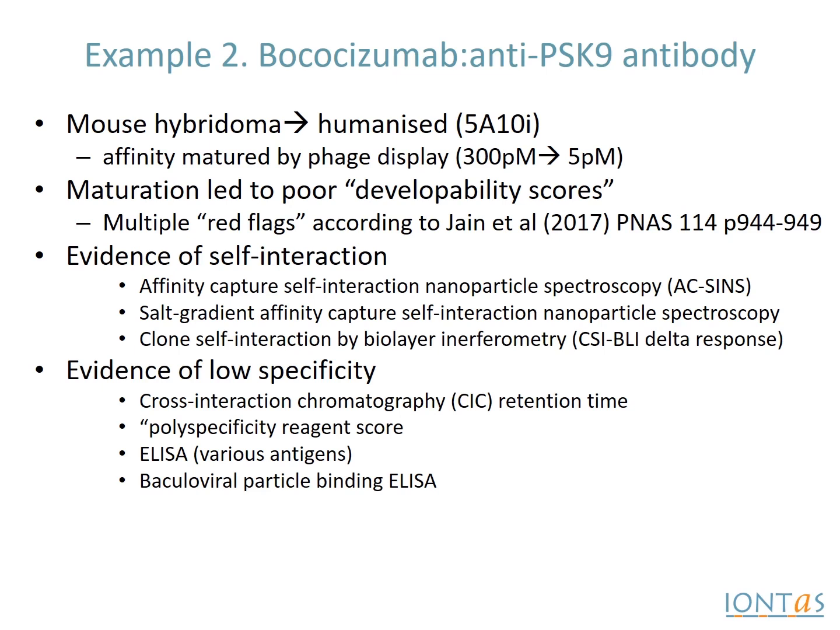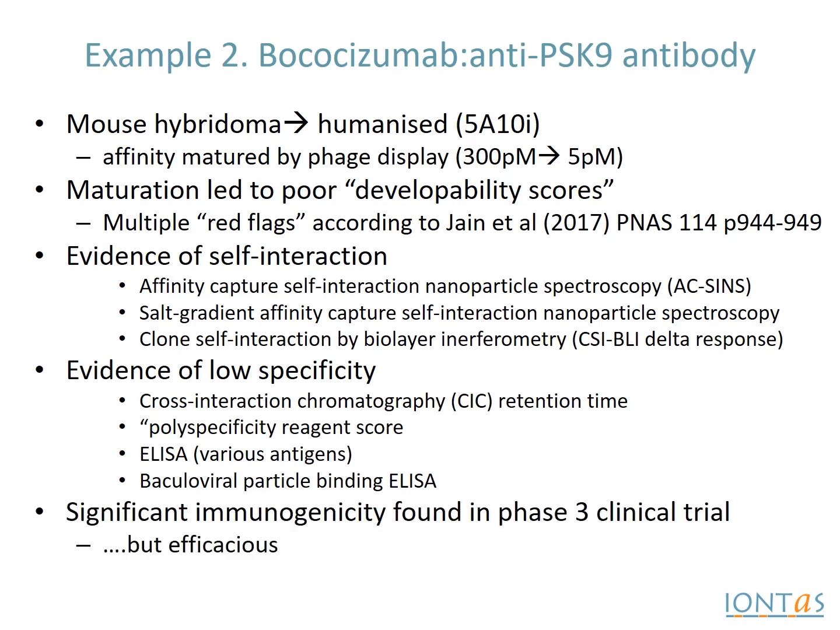So we took this as an example, and in fact, it's quite possible that part of the problems that they encountered in the phase 3 clinical trial may have arisen because of these poor biophysical properties. It was reported that many of the patients ended up creating anti-drug antibodies. Something like 50% of the patients within a year had an immune response.